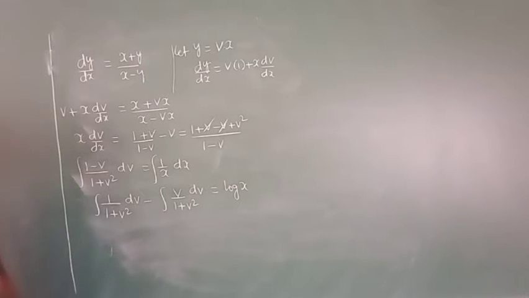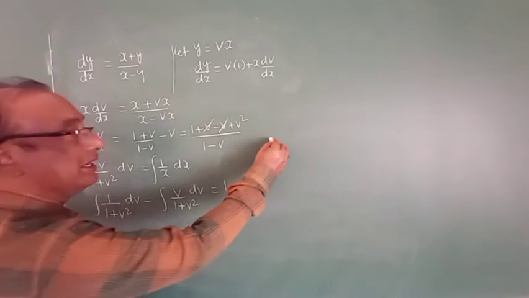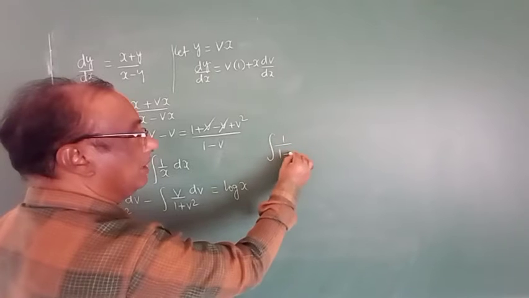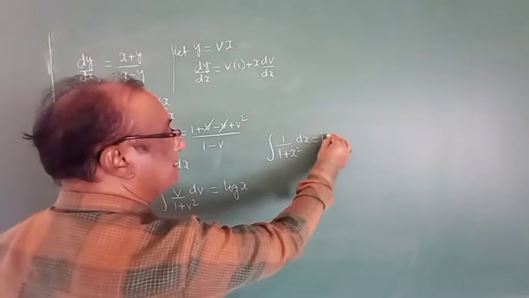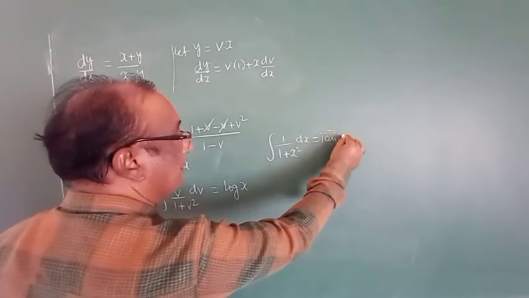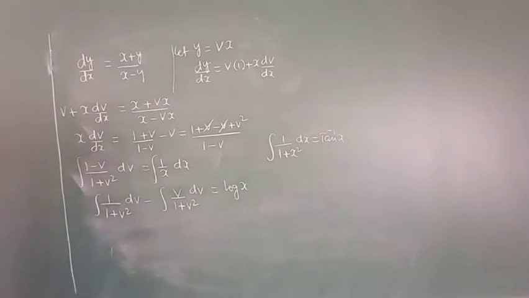Right, everyone go through the indefinite integration. 1 by (1 plus x square), integration is tan inverse x. 1 by (1 plus x square), integration is tan inverse x. This is tan inverse of v.